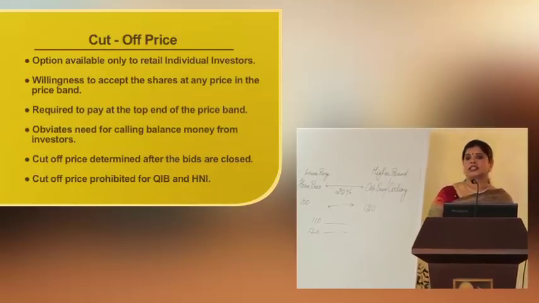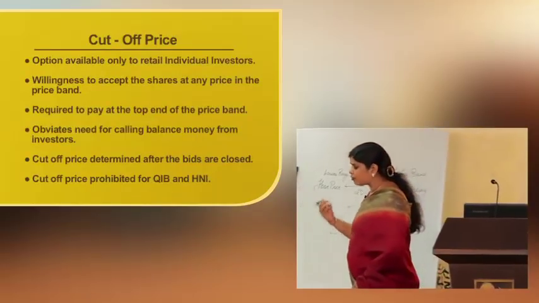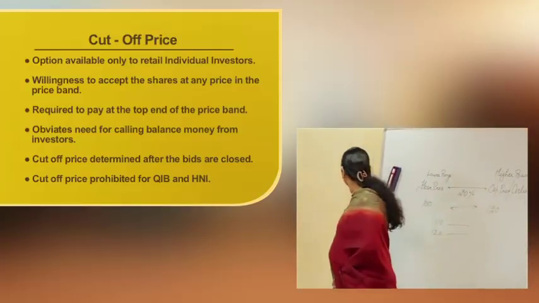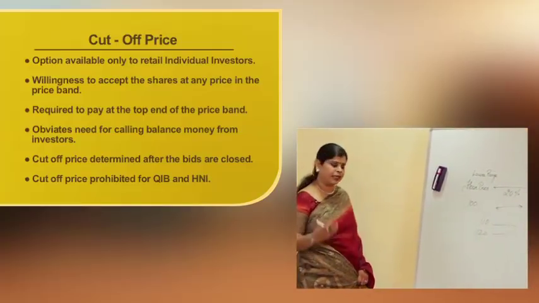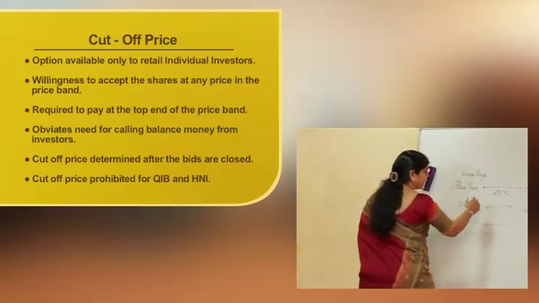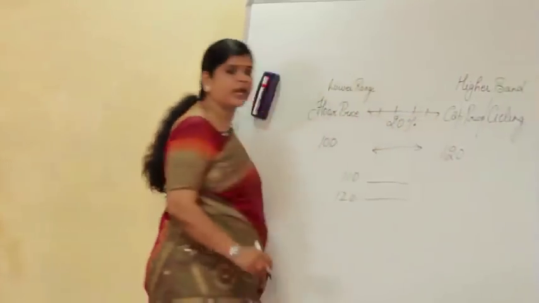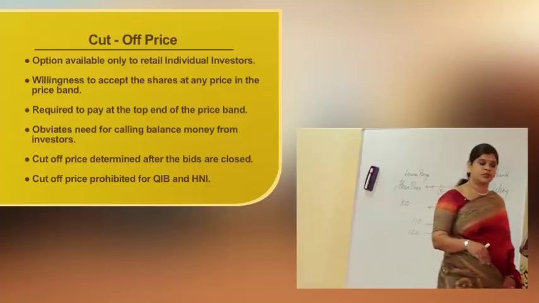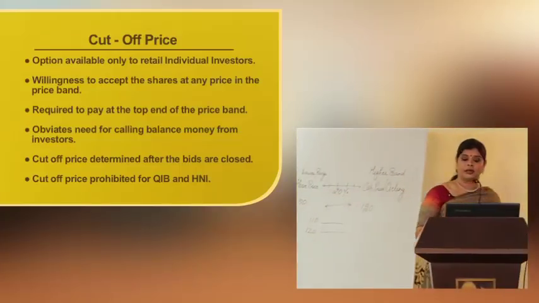The next comes the cutoff price. As I said, there will be a lot of bids that are going to come in from the applicants, right? Some will have the floor price, some will have the ceiling price, some are going to bid in between, right? So there are going to be a lot of applications with different bidding amounts that are going to come to my book building process.